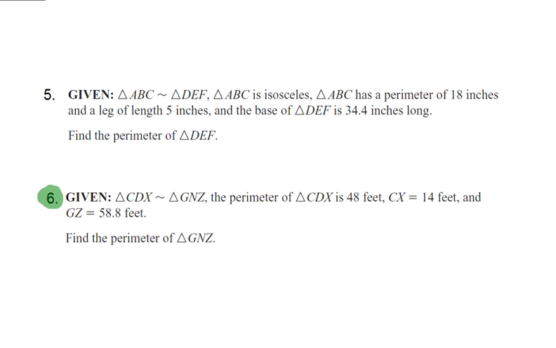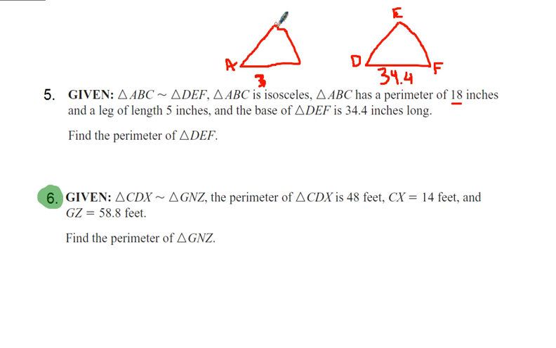Number 5, we're going to have a couple problems like this. If we're given that we have these two triangles, it's going to give us a little bit of information about them. It will help if you draw the triangle out to see what it looks like. Triangle ABC is isosceles, its perimeter is 18, and it has a leg of length 5. And the base of another triangle, DEF, is 34.4 inches long. We have this as DEF, and we have this here as ABC.